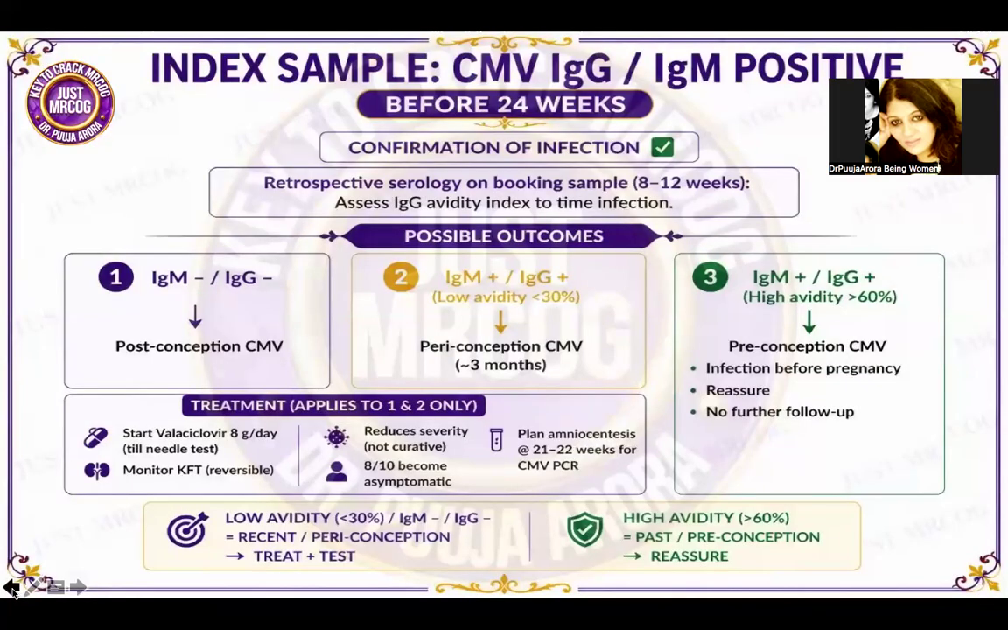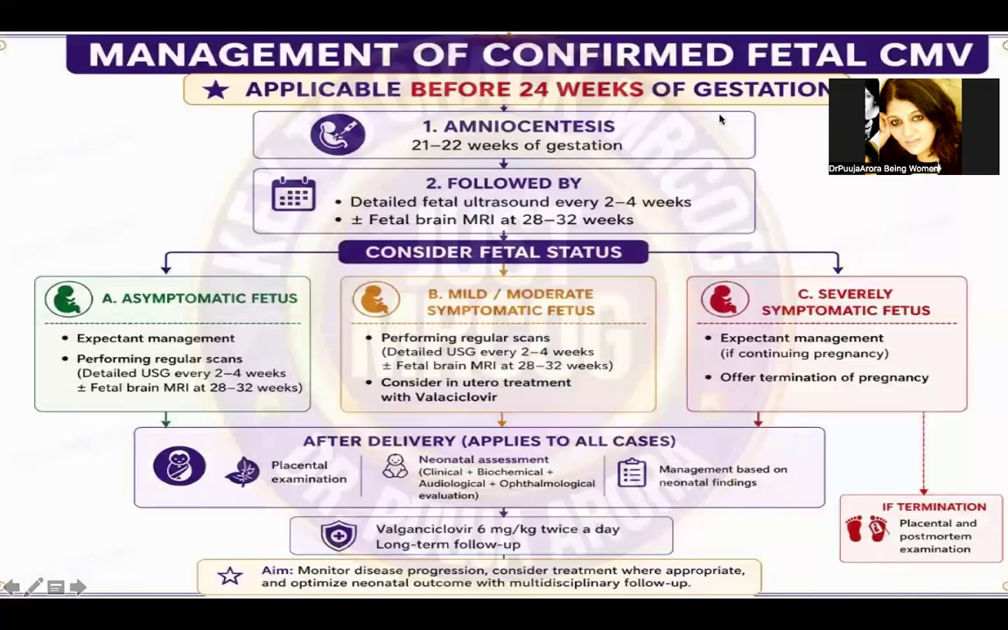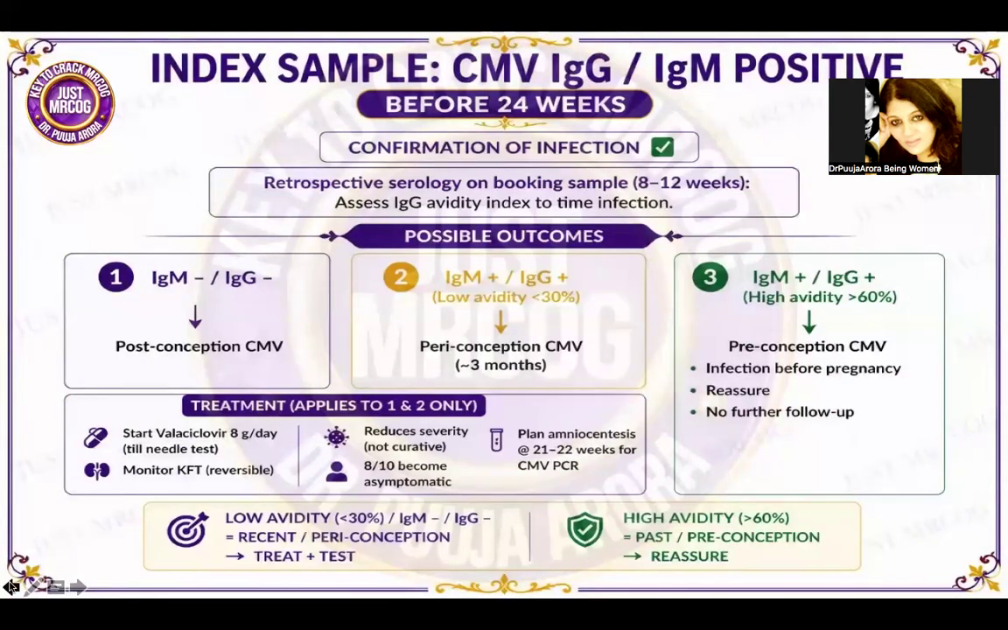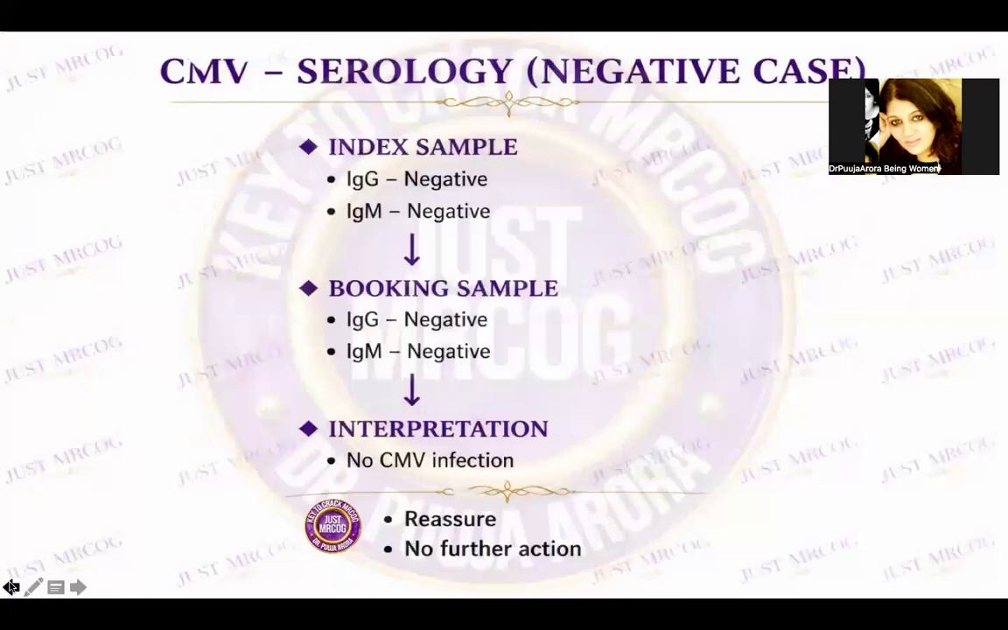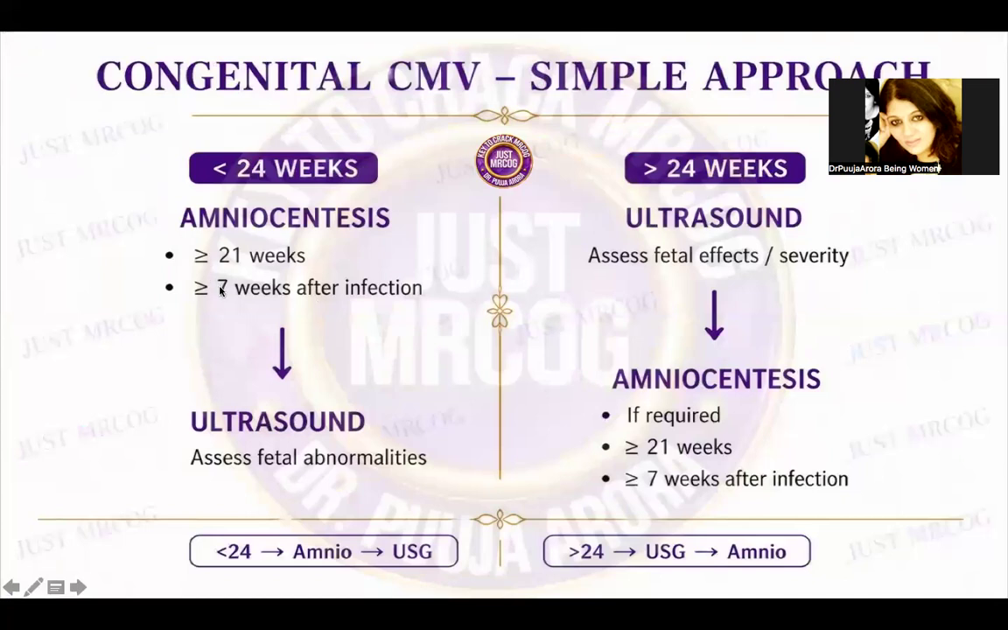Now we have checked this test, and we have come to the conclusion that it is probably after conception, probably periconception. So what are we going to offer? Now we are going to offer her amniocentesis. What is the criteria, the timing of offering amniocentesis? Ideally 21, 22 weeks, or 7 weeks from the infection, which we have read in the beginning. 7 weeks or more than that. So you can apply either of these two.